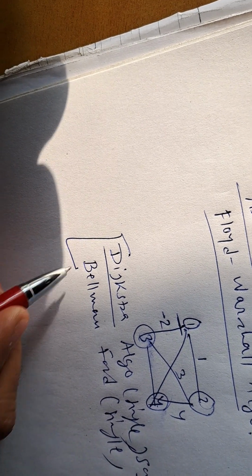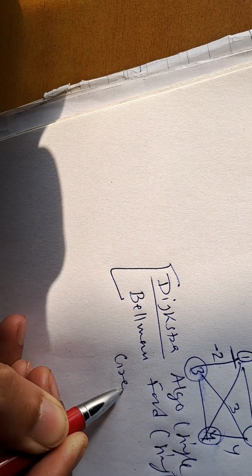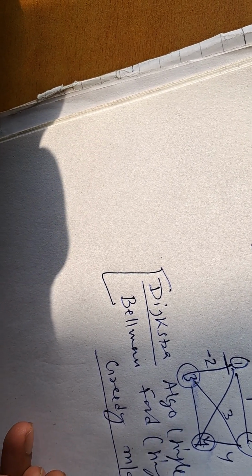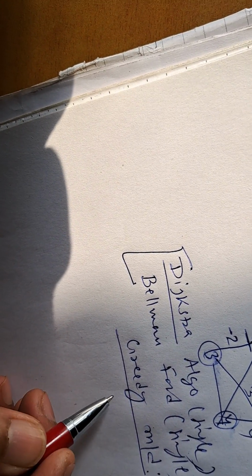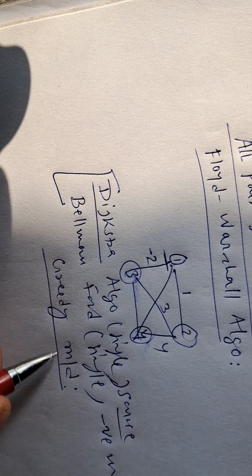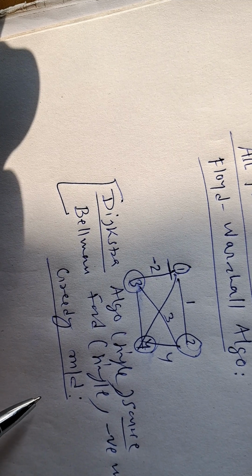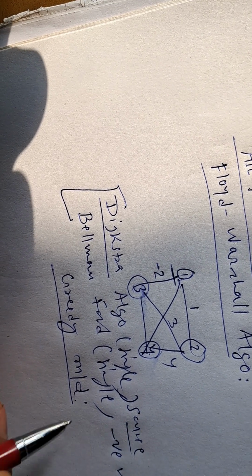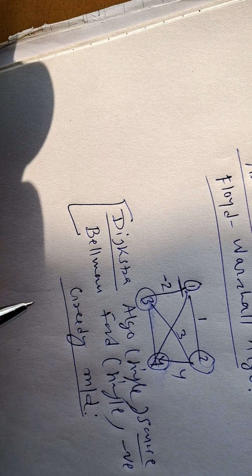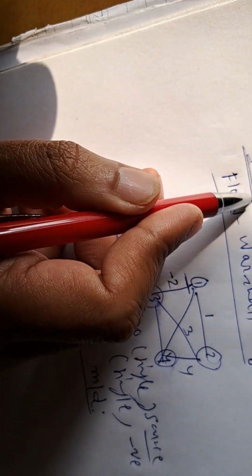Both of these approaches are based on the greedy method. One of the popular approaches of designing any algorithm is the greedy approach. So both Dijkstra and Bellman-Ford are based on the greedy method, and it works well for this particular problem. But can the same method be applied to find all pairs shortest path?